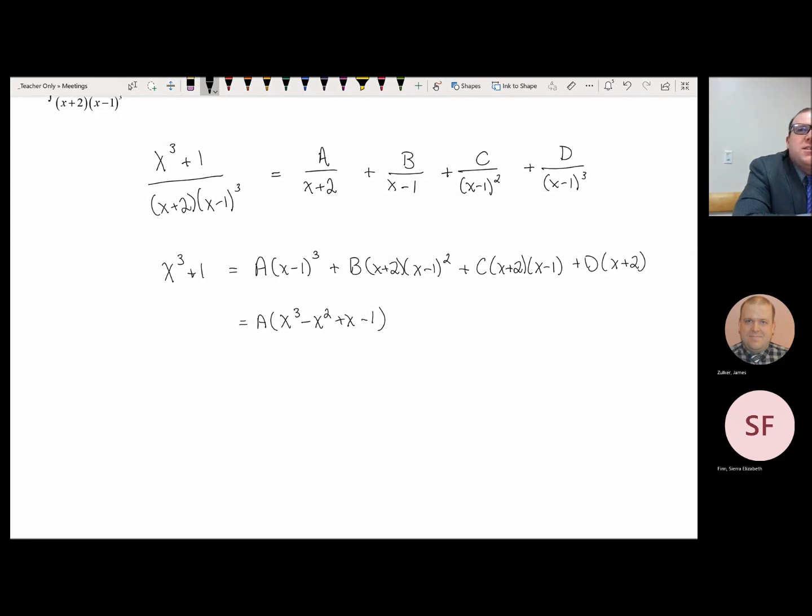x cubed minus x squared plus x minus 1. Binomial theorem in Pascal's triangle. What happened to the 3s that would normally be there? Those actually should be threes, yes. I went too quickly. Minus 3x squared plus 3x minus 1.